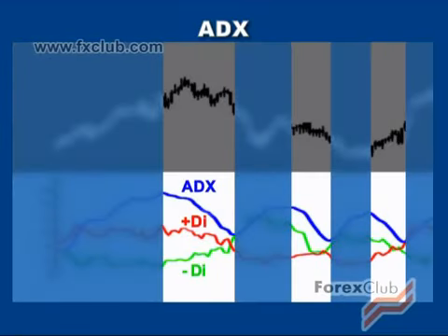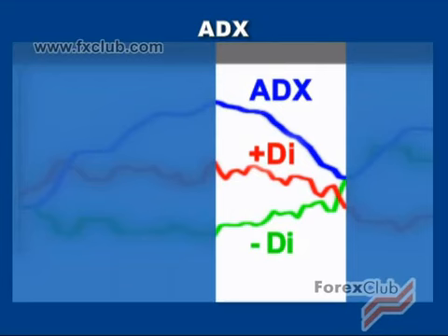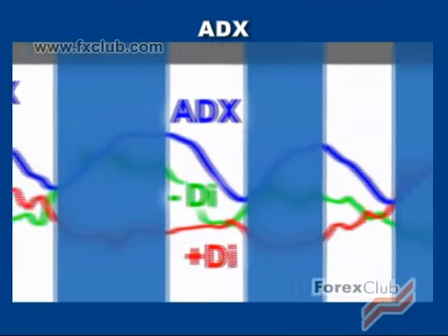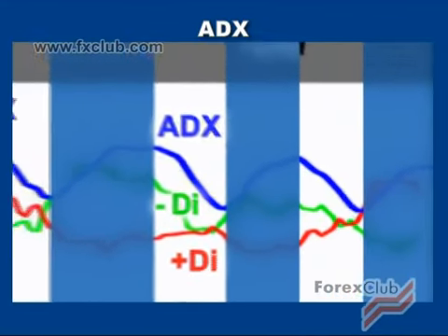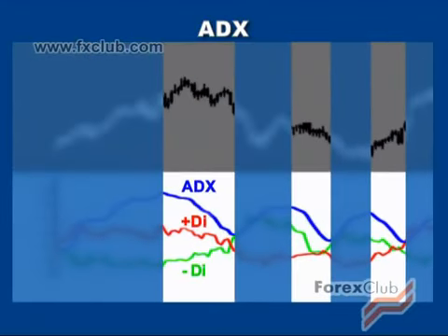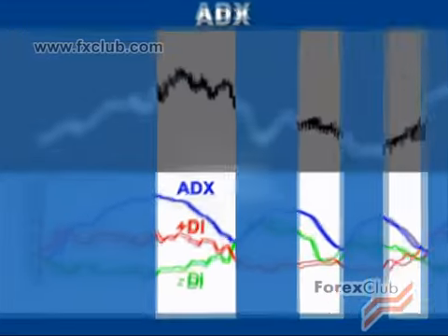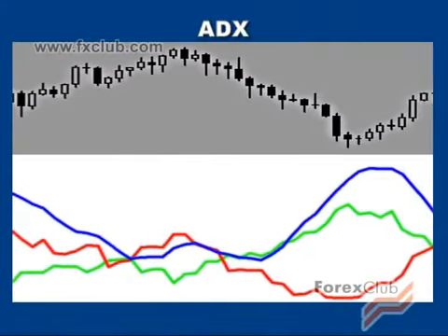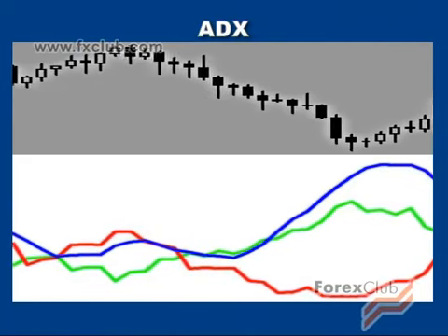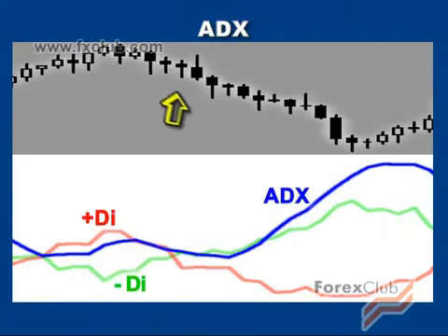Now, if plus DI is above minus DI but ADX is falling, or if minus DI is above plus DI and ADX is falling, it means that the trend has slowed down, stopped, or even reversed. This indicator has a trait that you should be aware of. ADX will continue to fall at the beginning of even a powerful trend. This is because of the way ADX is formulated.